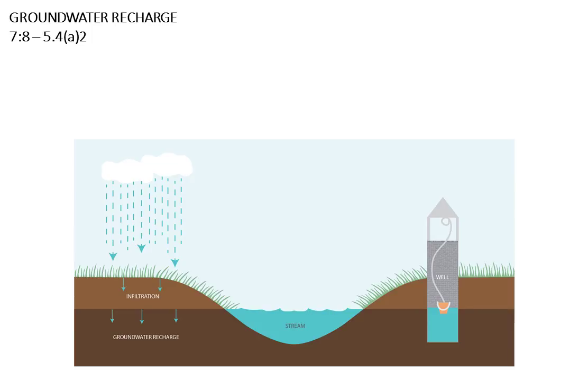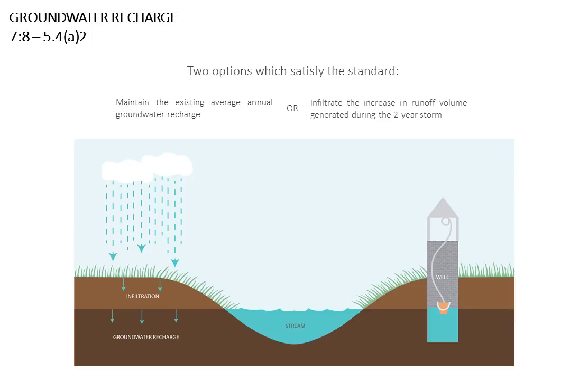Also, groundwater is an important source of drinking water for wells. To satisfy the groundwater recharge standard, the designer has 2 options. Maintain the existing average annual groundwater recharge, or infiltrate the increase in runoff volume generated during the 2-year storm. Groundwater recharge is not allowed in areas of high pollutant loading, such as areas where petroleum products or pesticides are stored, or stormwater is exposed to industrial source material. For more information on meeting the groundwater recharge design and performance standard, please see Chapter 6 of the New Jersey Stormwater BMP Manual.